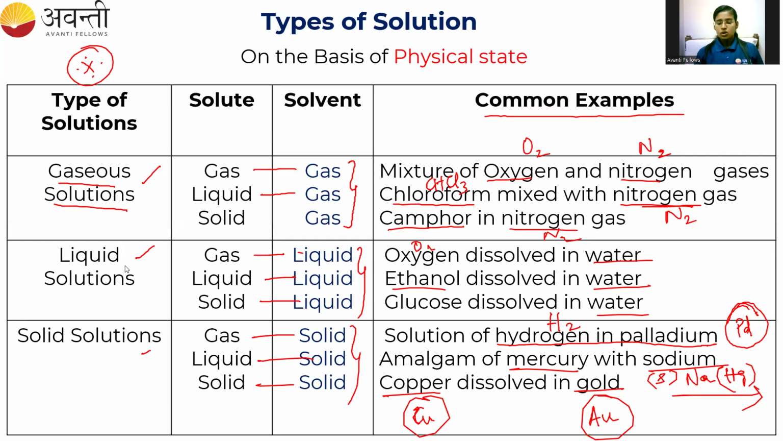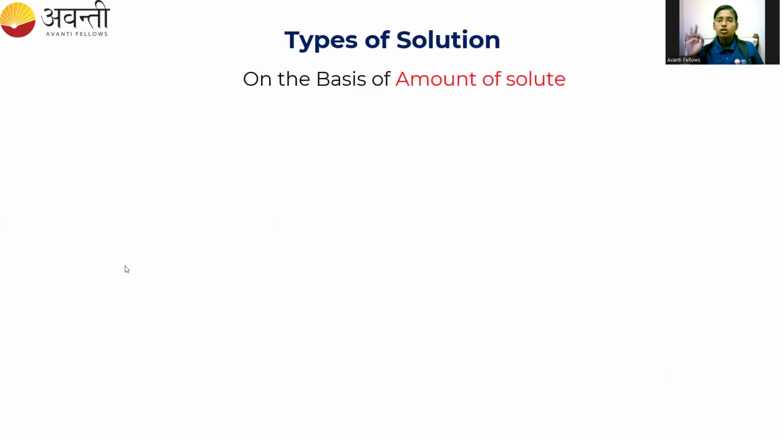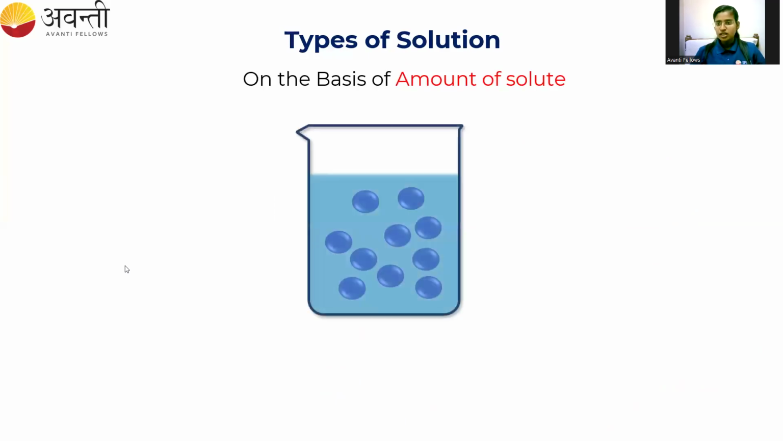Okay. So now let's move on to the third classification. First is on the basis of appearance. Second is on the basis of physical state. Third is on the basis of amount of solute. Okay. So let me take a beaker in which solvent and solute molecules are present. This is the system in which I have only the pure solvent. This blue color thing is a pure solvent, and these balls are actually the solute. These are actually the solvent molecules.